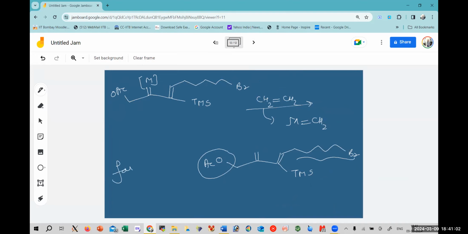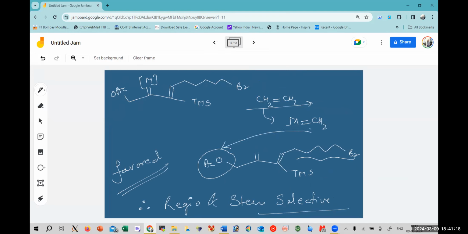Therefore, this is more favored, and this reaction is said to be regioselective as well as stereoselective, because we have to go with both the possibilities and check out the opposite sides. So we need to check which possible pathway is giving the more stable product, and that would help you to analyze it in a better way.